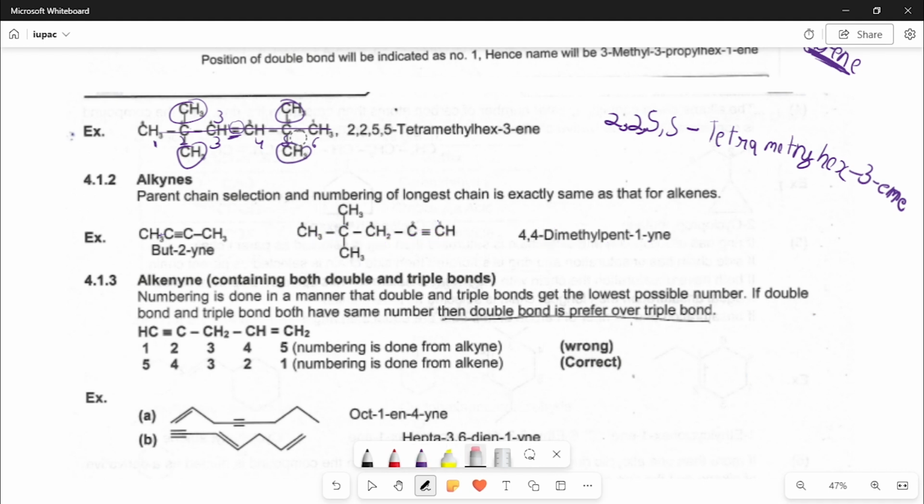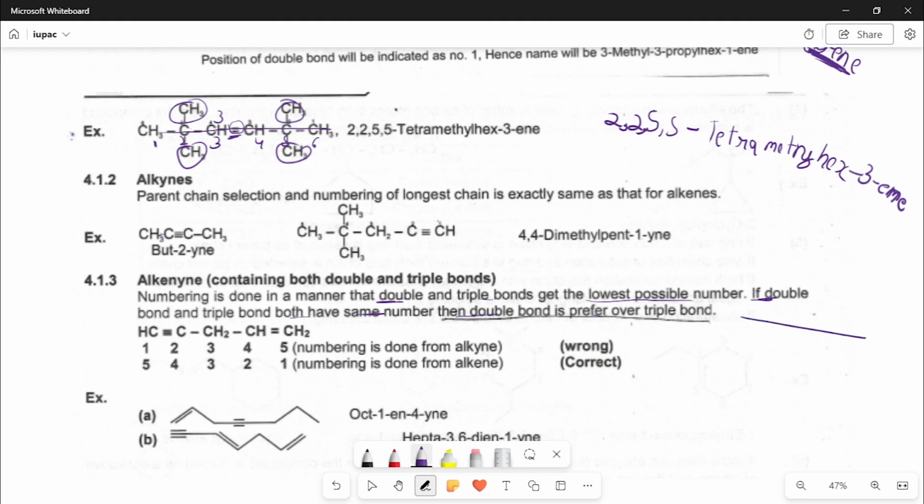You might think, if both alkyne and alkene are present in the same chain, then alkyne will get the highest order. But no, alkyne won't. Alkene is the one which will be prioritized. Numbering is done in a manner that the double bond and triple bond get the lowest number possible. If double bond and triple bond both have the same number, then the double bond is preferred over the triple bond.